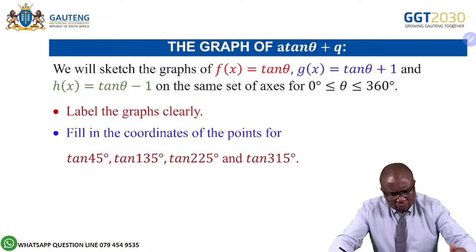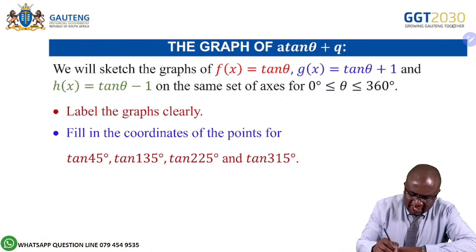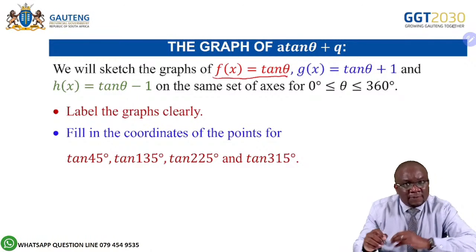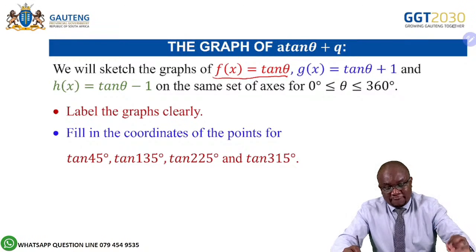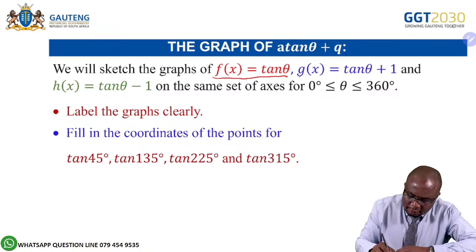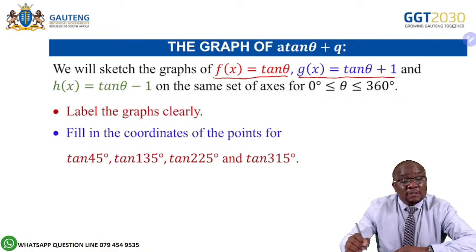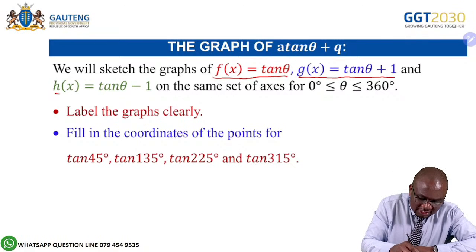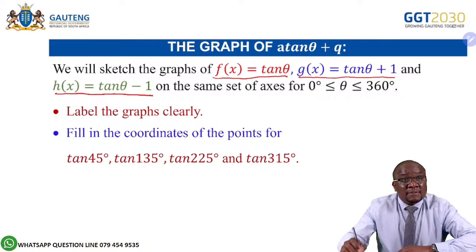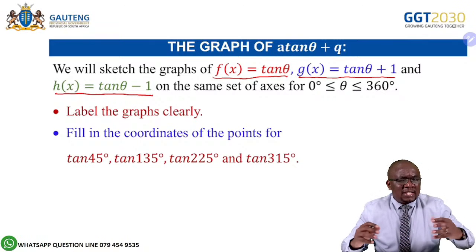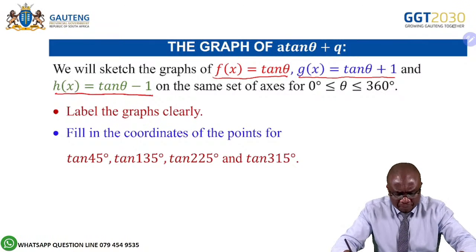And then we'll sketch the graph of f of x equal to tan theta. Remember, I said draw that graph and leave it there. So we're going to draw the graph of g of x on the same set of axes, and then we're going to draw the graph of h of x on the same set of axes, and then we discuss and talk about the key features after that. Okay, right, so now let's go there.